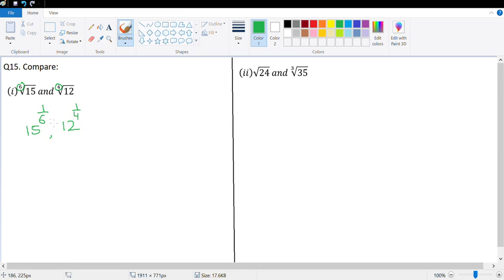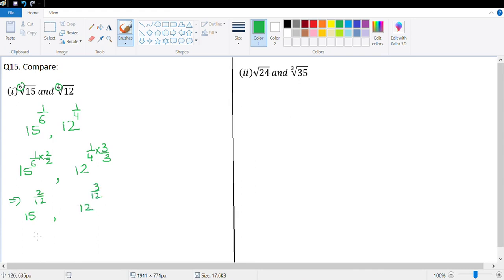So the objective would be to make it in the same root. This is the sixth root, this is the fourth root. Let's take the LCM. So the LCM of 6 and 4, that's 12, which means I can write this as 15 to the power 1 upon 6 into 2 upon 2 in case I want to make it the LCM equal, which means that will be the 12th root that we are looking at, and 12 raised to the power 1 by 4 into 3 upon 3. This becomes 15 raised to the power 2 by 12, and this becomes 12 to the power 3 upon 12.